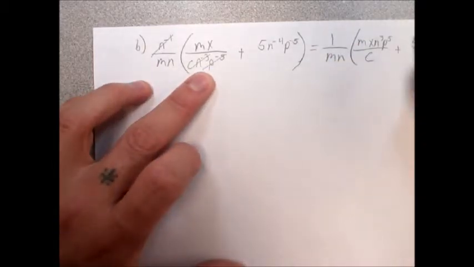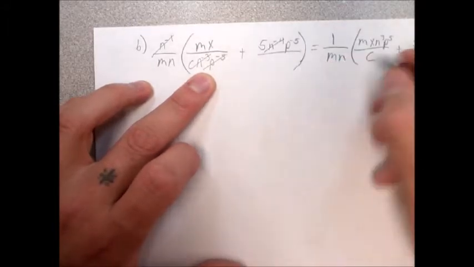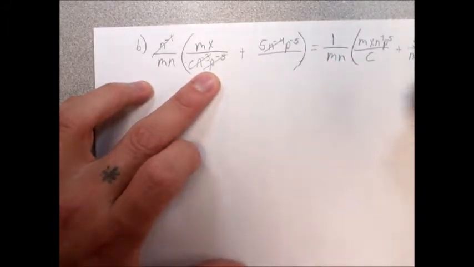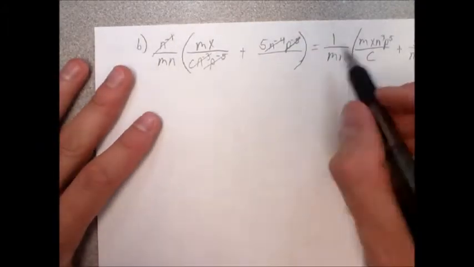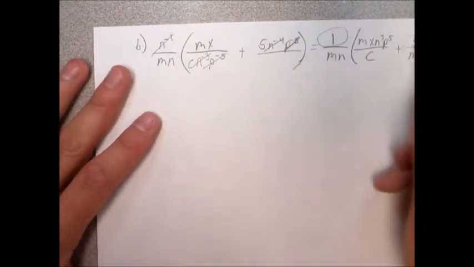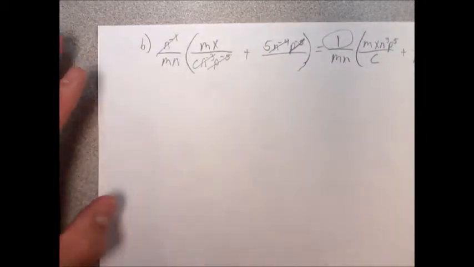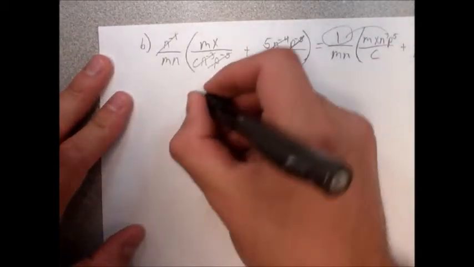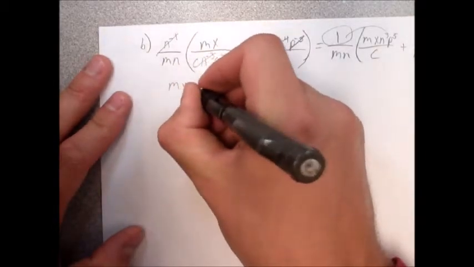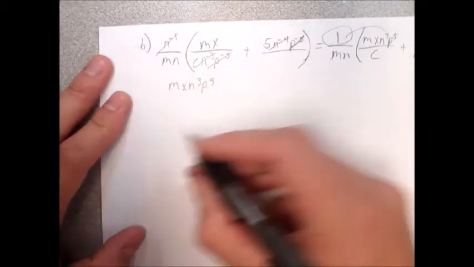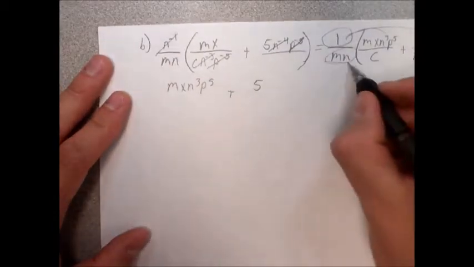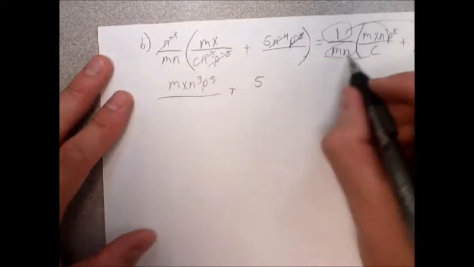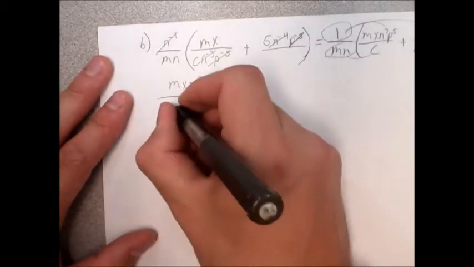Plus, I have a 5, and I need to move that thing to the bottom. So it becomes n to the 4th on bottom, and I'm going to move that thing to the bottom, which becomes p to the 5th on the bottom. Now I just distribute everything out. So the reason this is somewhat nicer is because when I distribute out this 1, it just stays the same on top. So I don't have to change anything on top. So I distribute my 1 here. I still have mx n to the 3rd p to the 5th plus just 5, because I'm distributing that to the 5 too. On the bottom, I'm distributing my mn, so this becomes cmn.